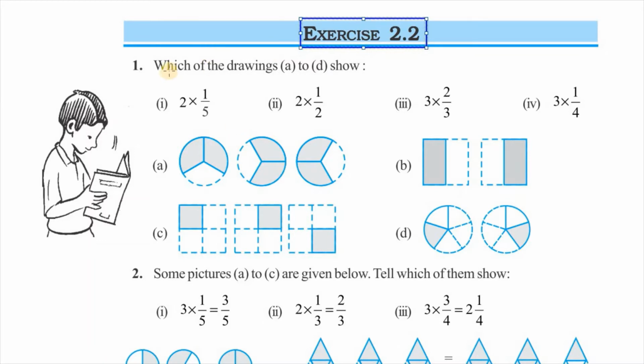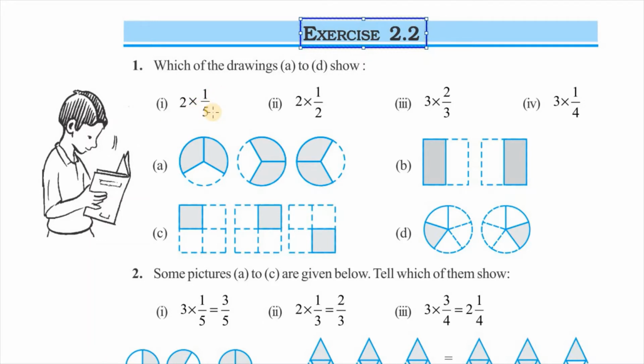The first question is, which of the drawings A to D show 2 into 1 by 5? So here we have been given certain pictorial depictions of multiplication of fractions and we have to match which of these are represented by these fractions. Now firstly we have 2 into 1 by 5.